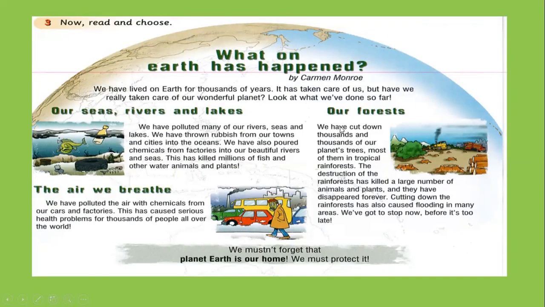Our forests, we have cut down thousands and thousands of our planet's trees. We have cut down thousands, millions of trees, most of them in tropical rainforests. In the tropical rainforests, the destruction of the rainforests has killed a large number of animals and plants, and they have disappeared forever. Cutting down the rainforests has also caused flooding. Flooding, it means the water that comes from the rain from the sky in many areas, in many places.